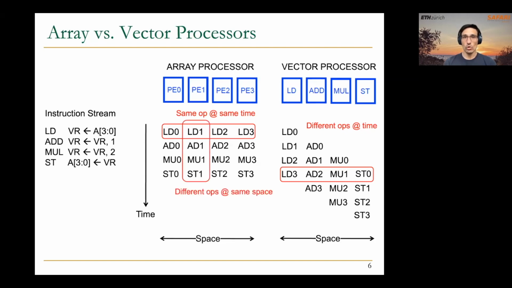And in space, in the array processor, we have different operations in the same space because these processing elements are able to execute different instructions, while in the vector processor, we have the same operation in the same space.